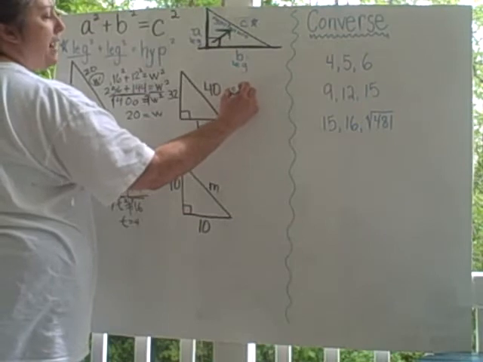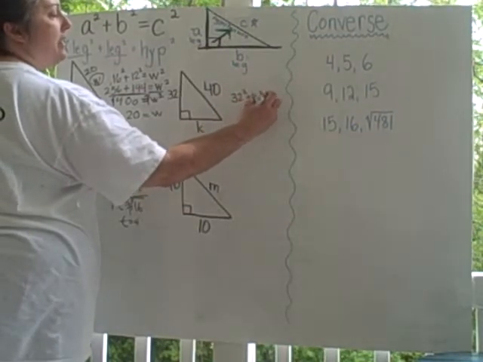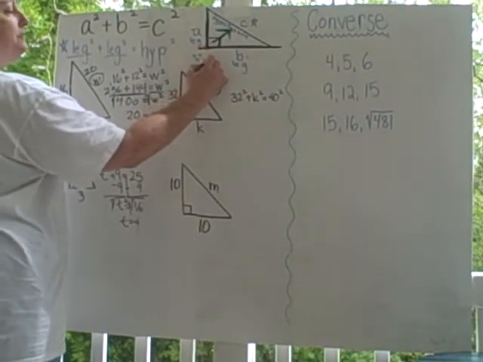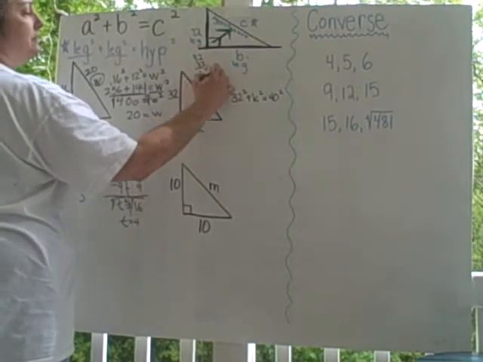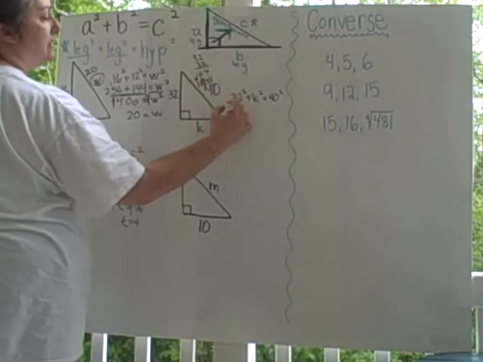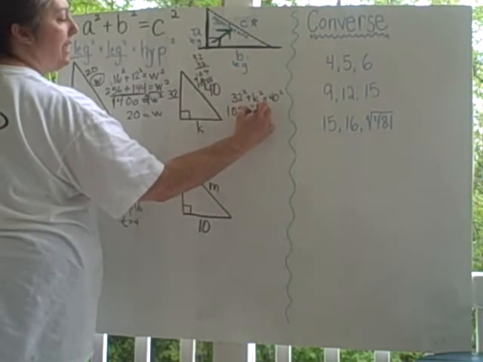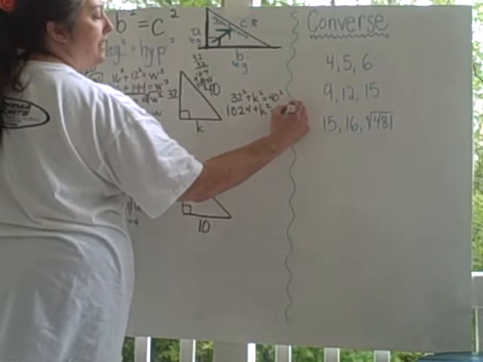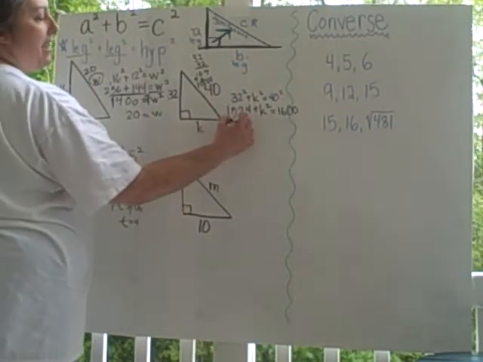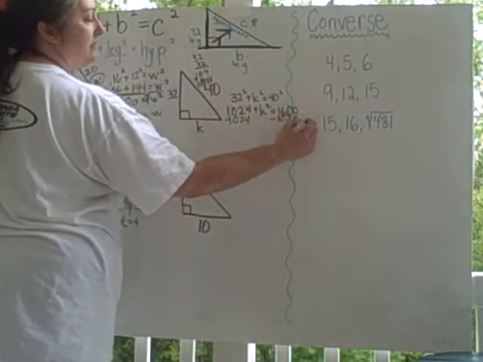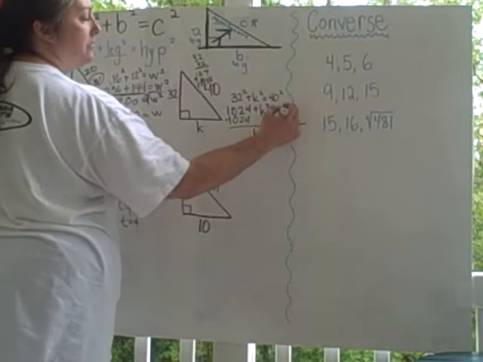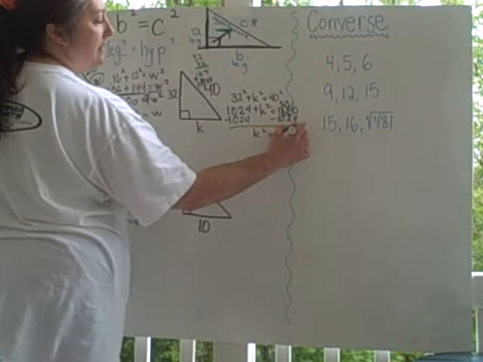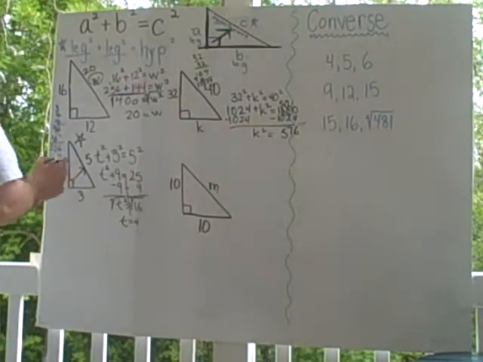Here we have 32 squared plus k squared equals 40 squared. Again, 32 times 32, let's do the math. 1024 plus k squared equals 40 times 40, 4 times 4 is 16 with 2 zeros. I then subtract to get k squared equals, I hope you're doing this with me, 576.